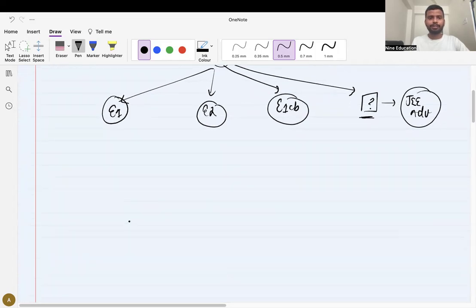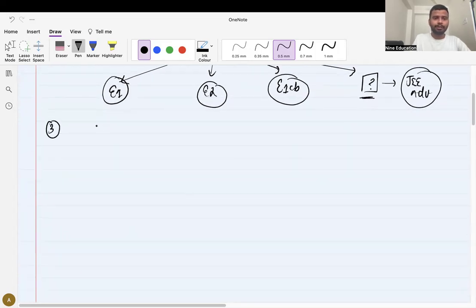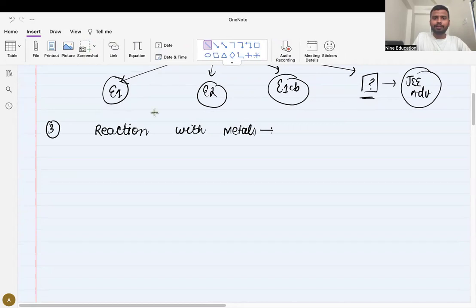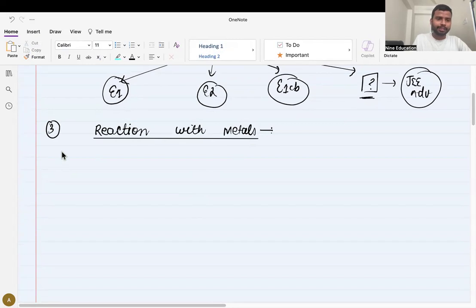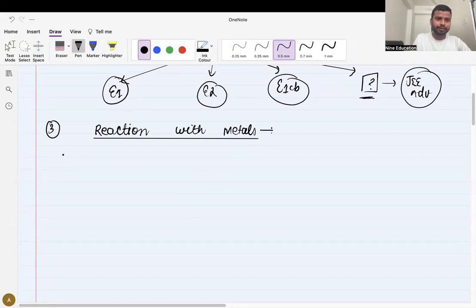है ना? After this, today's class we will learn about reaction of alkyl halides with metals. Let's see. So first reaction which we will learn today is known as Wurtz reaction. You all know about Wurtz reaction, है ना?